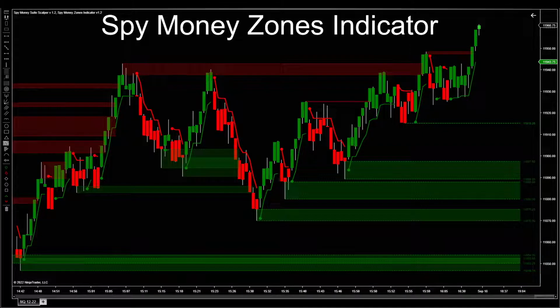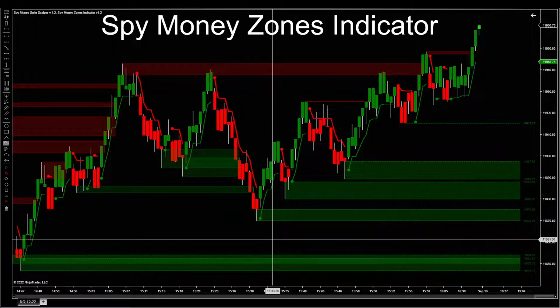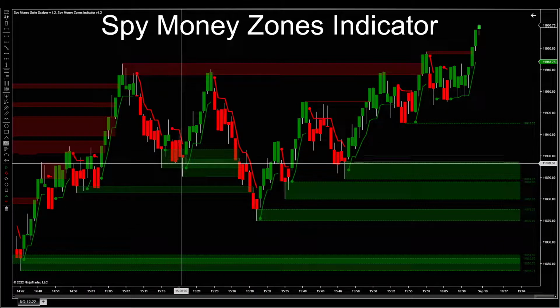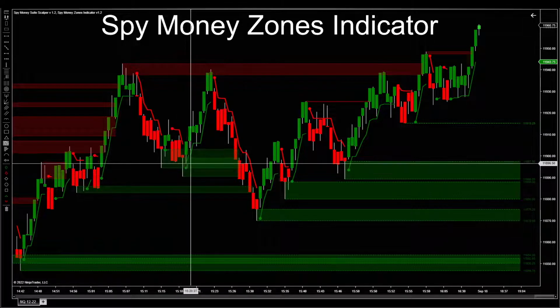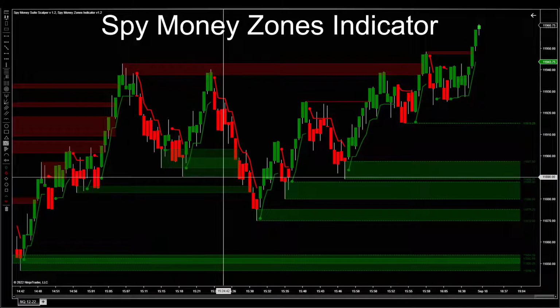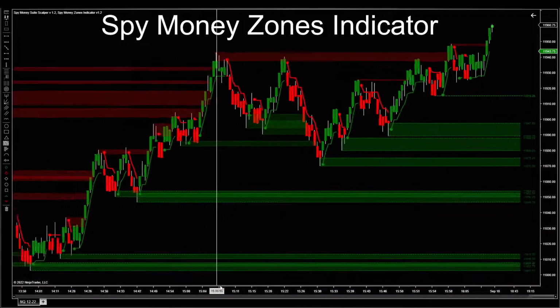I want to show you the Spy Money Zones indicator. The way it works is it's looking for the pullbacks that you have, and once you get a pullback and you have your wick, it starts drawing out your zones. It's not really too hard as far as the way it works.